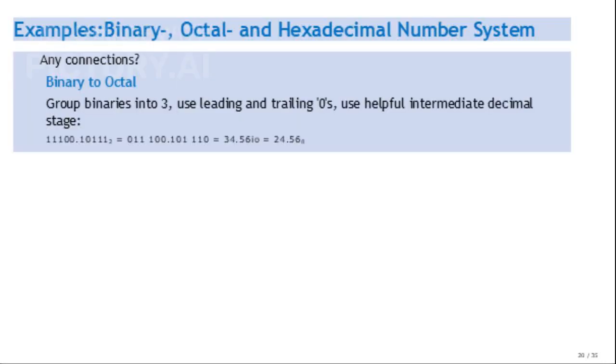Let's explore the connections between binary, octal, and hexadecimal number systems. To convert binary to octal, group the binary digits into sets of 3, adding leading or trailing zeros if necessary. This intermediate step simplifies the conversion process.